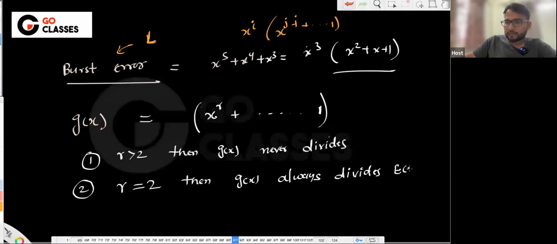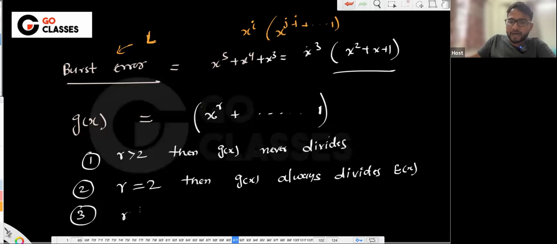E, right? Error. So this is the second case, which is very rare. Which means once you fix the generator, it is very rare that you are also fixing x square plus x plus 1, and you also got an error that has x square plus x plus 1 as a factor. But anyway, you cannot detect all the errors of this form. Which means if your generator is x square plus x plus 1, then you cannot detect errors which have x square plus x plus 1 as a factor. So if R equals 2, then G(x) always divides.